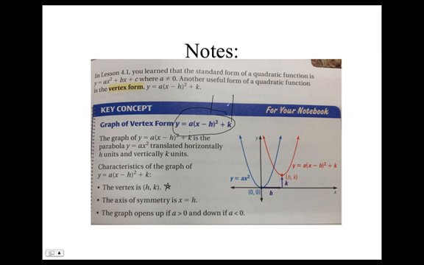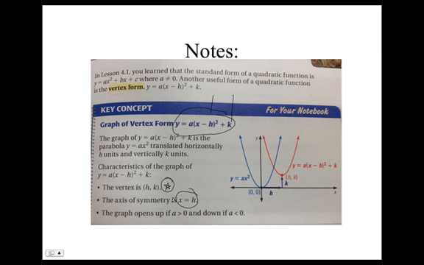So key points. After you write this equation down, key points. The vertex is h comma k. Next, if you know the vertex, what do you know? Yeah, you know the axis of symmetry if you know the vertex. The axis of symmetry is, notice, x equals h.